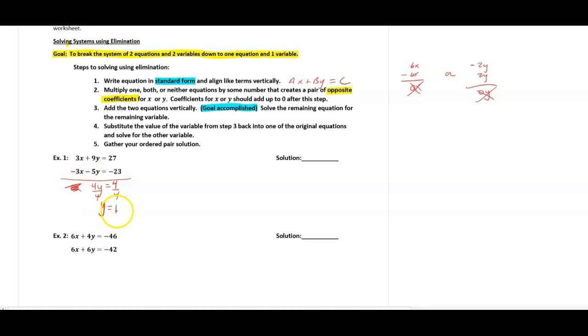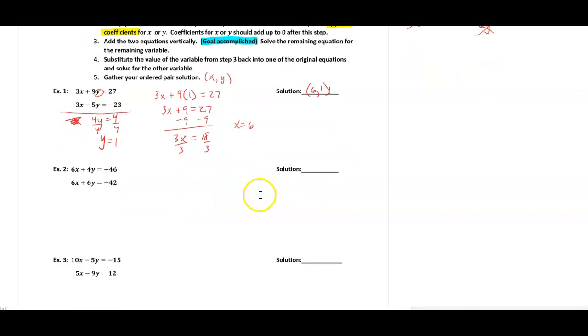Now I have to take that value of y and I plug it back into one of the original equations. So 3x plus 9 times, I'm going to substitute 1 in for y, equals 27. 3x plus 9 equals 27. Subtract 9. 3x equals 18. Divide by 3, x equals 6. My ordered pair solution, remember we always put it in x comma y form, so it would be 6 comma 1.